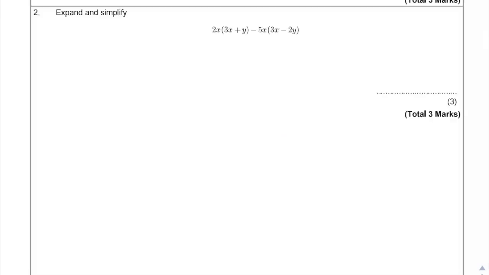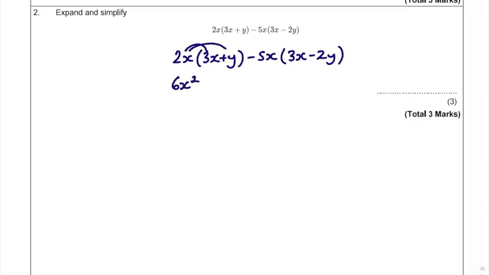Question 2 says expand and simplify 2x all multiplied by 3x plus y minus 5x all multiplied by 3x minus 2y. Okay, so let's expand each of these brackets separately. So we've got 2x multiplied by 3x plus y minus 5x multiplied by 3x minus 2y. Okay, so first we're going to multiply the 2x by the 3x, so we get 6x squared. Then we're going to multiply the 2x by the y, so we get plus 2xy. So that's it for that bracket.